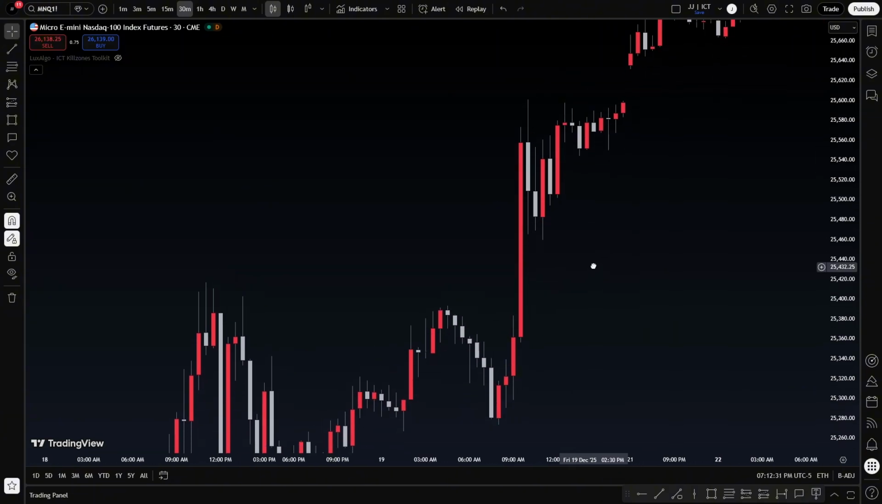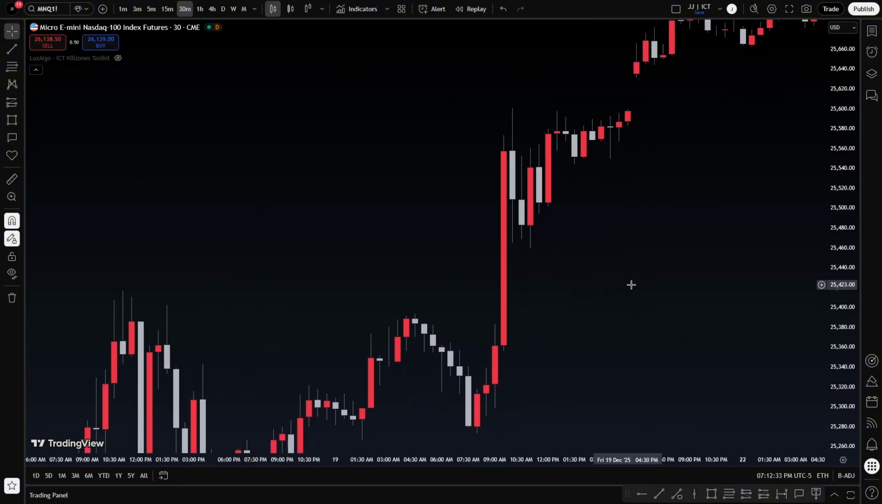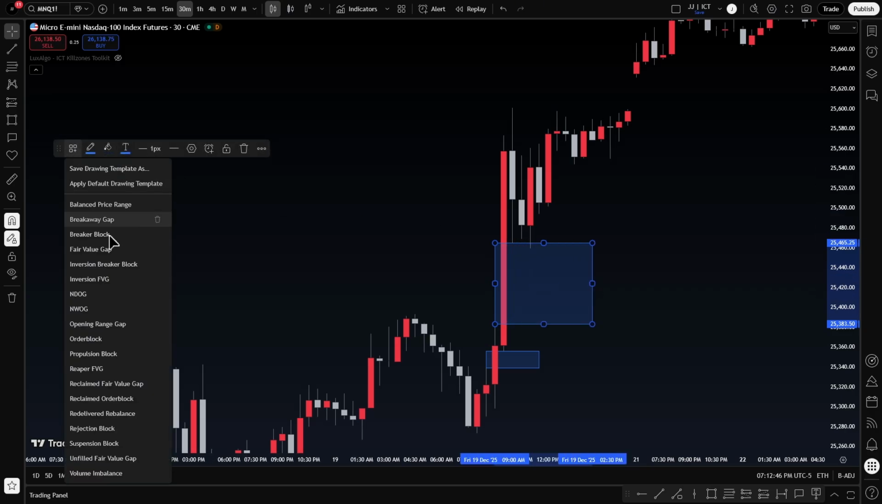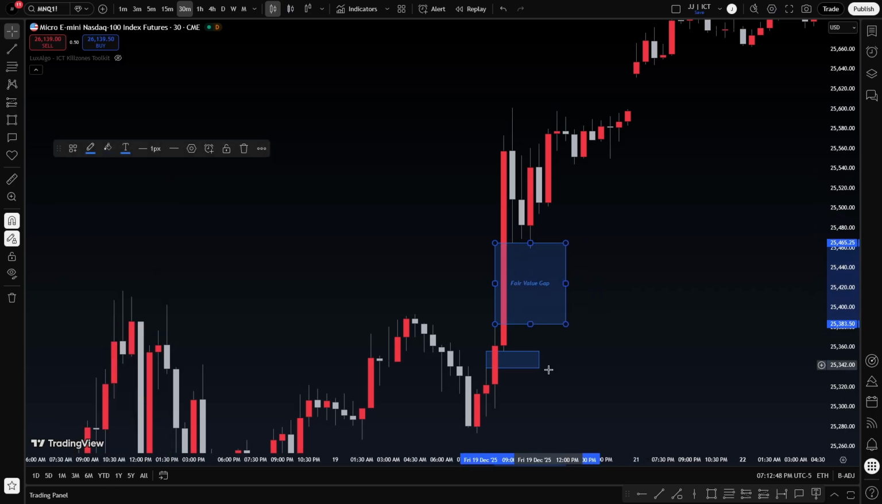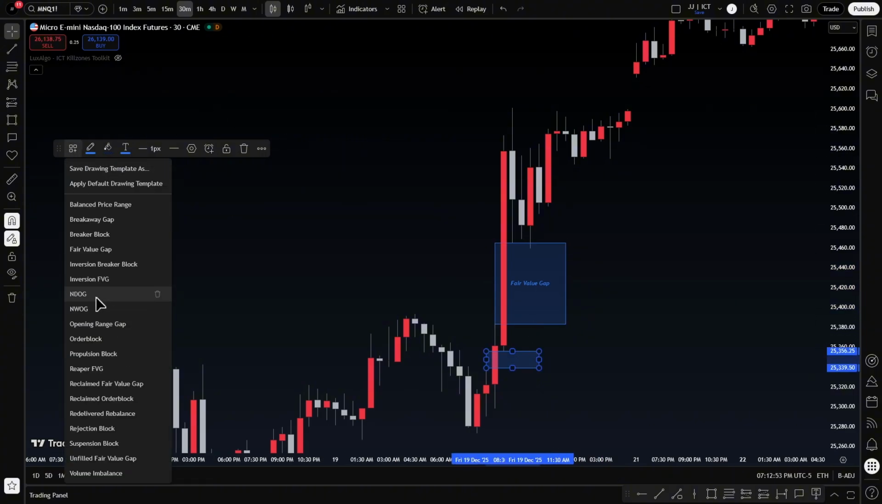Here we go. This liquidity void has multiple fair value gaps, and just more than one. And when I say just more than one, just two. That's it. It only has two, which is this one and that one right there. That is your liquidity void. Well, not liquidity void, but the gaps that are inside of the liquidity void.